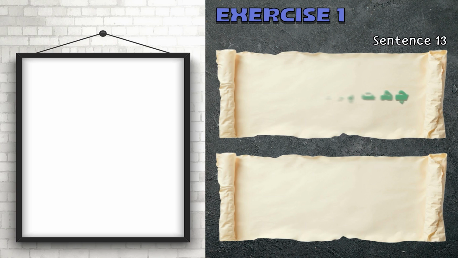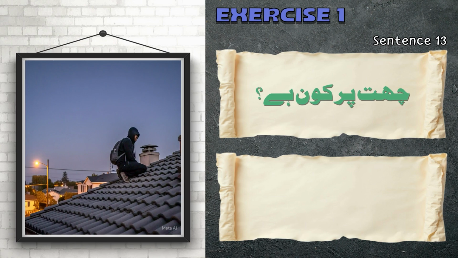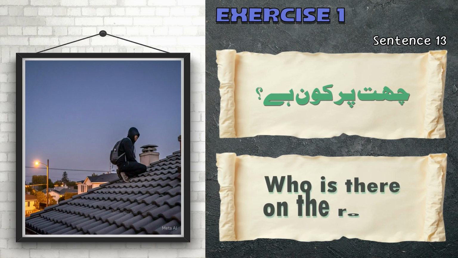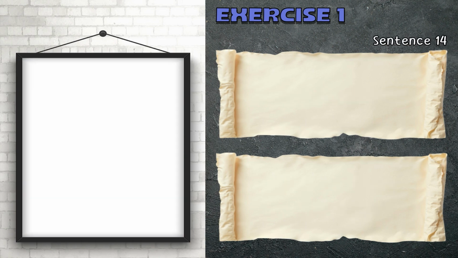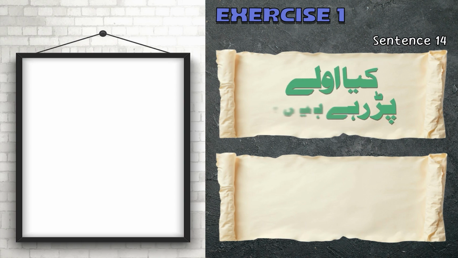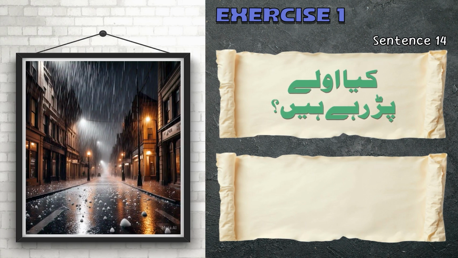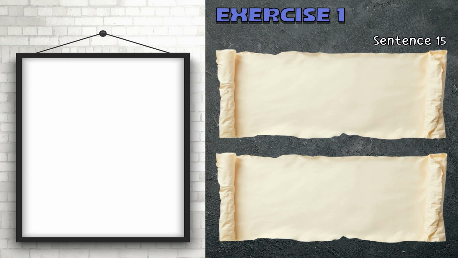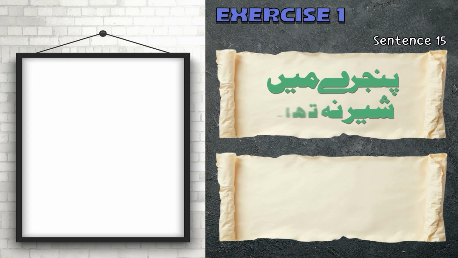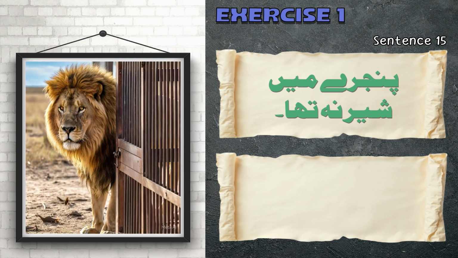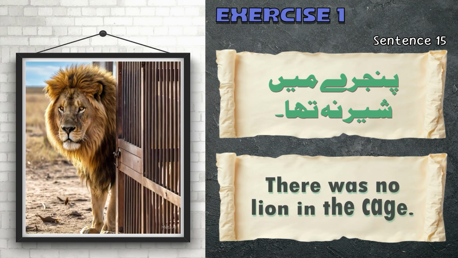Sentence 13. छत पर कौन है? Who is there on the roof? Sentence 14. क्या ओले पड़ रहे हैं? Is it hailing? Sentence 15. पिंजरे में शेर ना था. There was no lion in the cage.